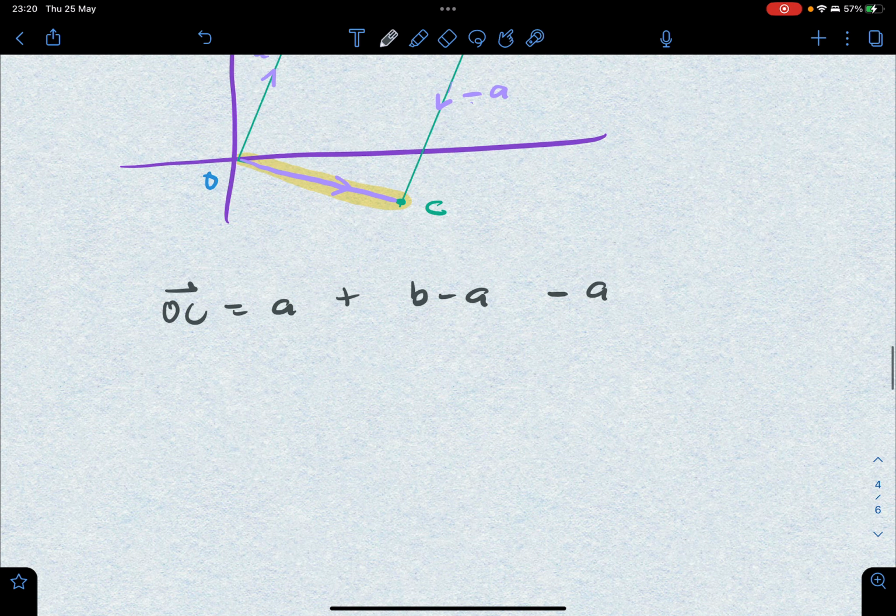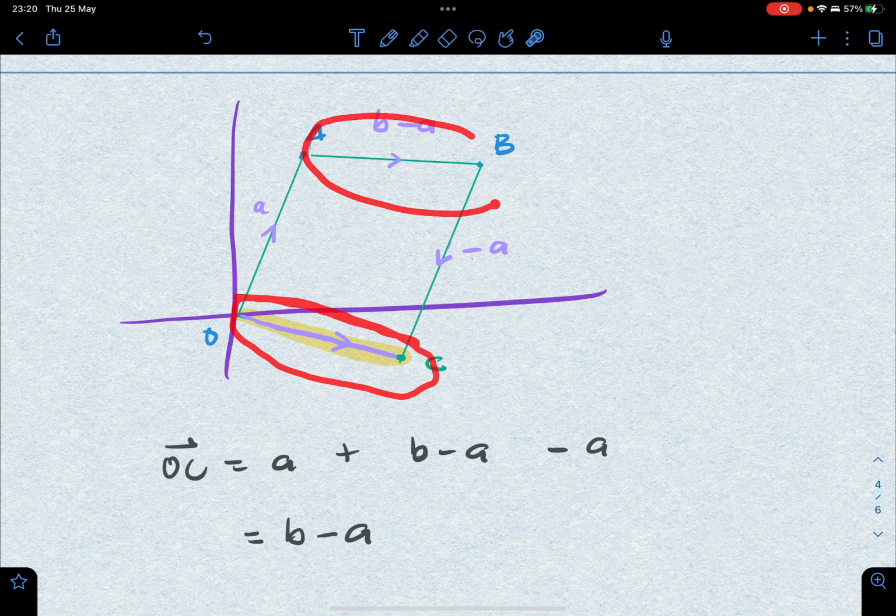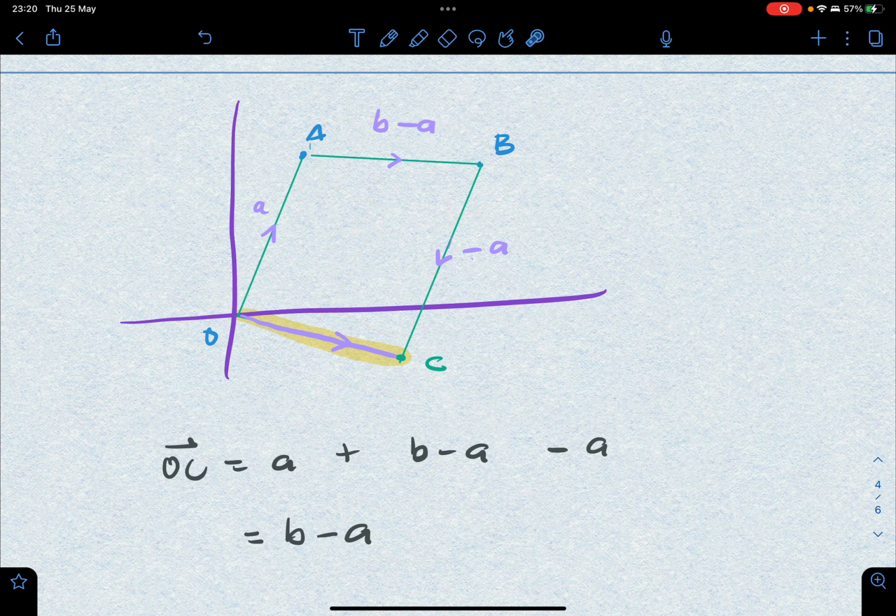So if you simplify that, you'll get that cancelling with that, and you'll end up with b minus a. And actually, we could have said that from the beginning. This is equal to this because they're parallel and equal. So that was a bit of a wasted time. We could have just said OC is equal to AB, which is b minus a.